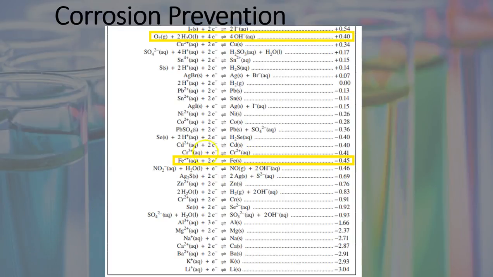So if we make a pipe out of iron and attach a piece of zinc or a large piece of magnesium, aluminum, whatever it is, these metals would then act as the anode rather than iron itself. So iron would be protected, and these would undergo this reaction, donating their electrons to the water and oxygen reduction half reaction.